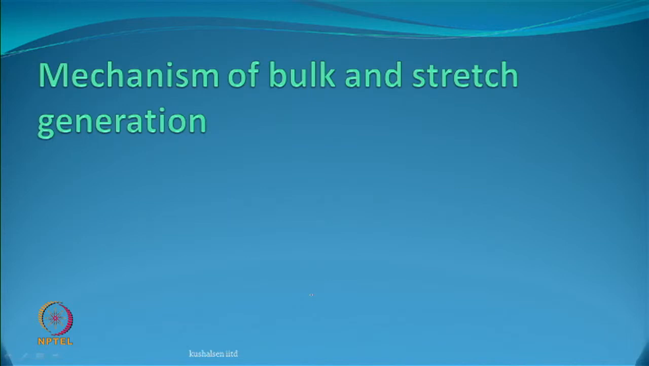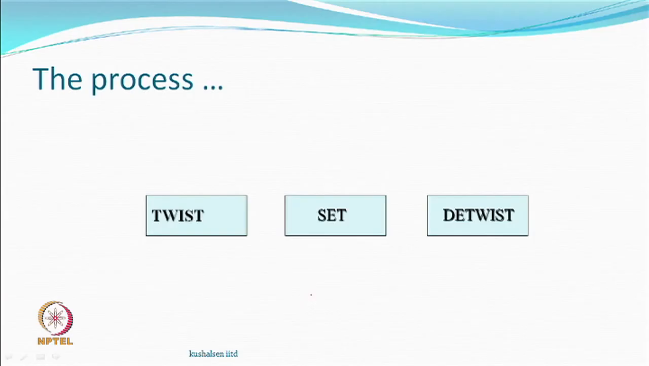So, let us say now we understand what is setting. And now we understand the twist texturing process. So, how is this bulk generated and stretch is generated? So, you have something in your mind, a picture. Let us see if this picture is okay. So, yes, nothing has changed, process remains the same. You have to do twisting, setting, detwisting, and we say now just don't worry. You have a textured yarn.